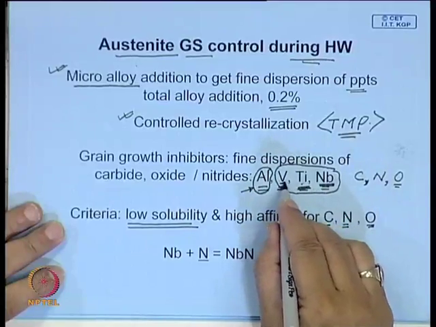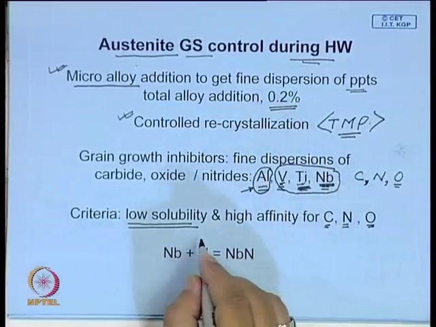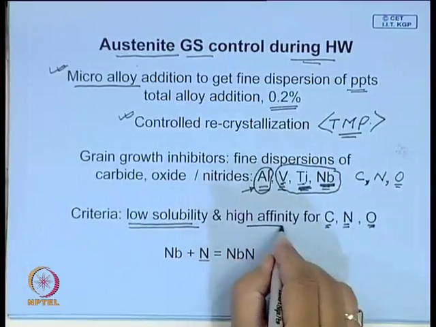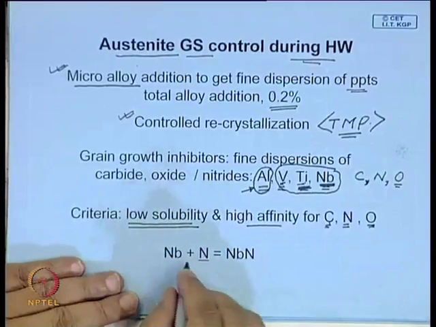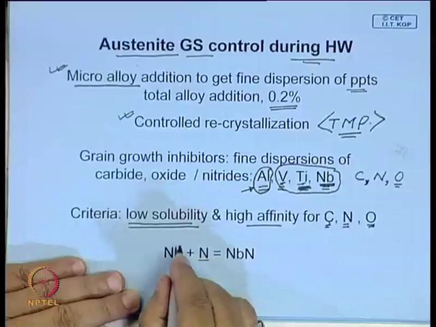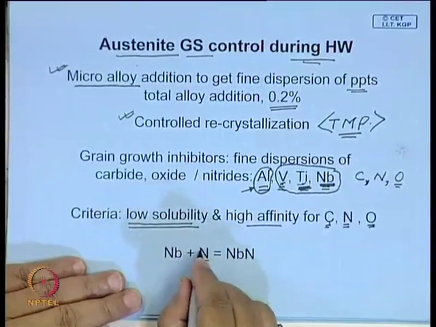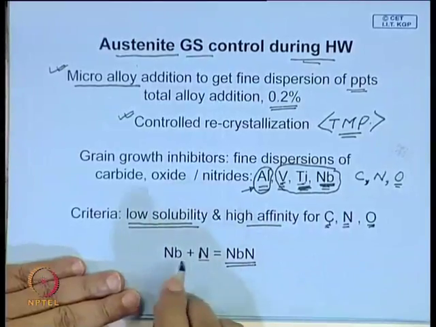So, that means the solubility of each of these, vanadium, titanium, niobium, should be low in steel, and they should have high affinity for these elements. And the reaction that takes place, which is written over here: when you add niobium to the steel, it reacts during steel making with nitrogen and can form niobium nitride.